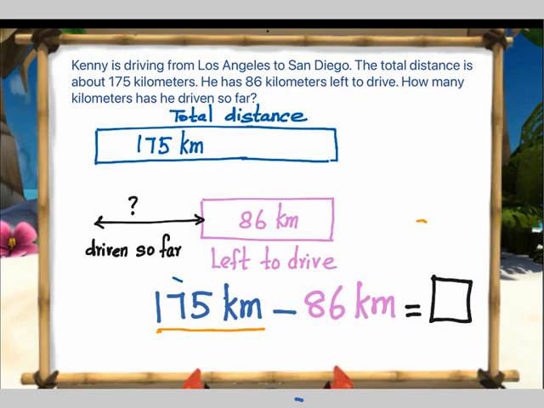Where this 175 is the total distance, 86 kilometer is the distance that he has to drive to reach San Diego. What we have to find here is the total amount of distance that he has driven so far.